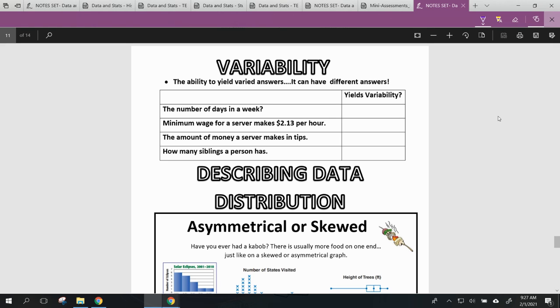Variability. Say that out loud. Variability means the ability to yield varied answers. It can have different answers.